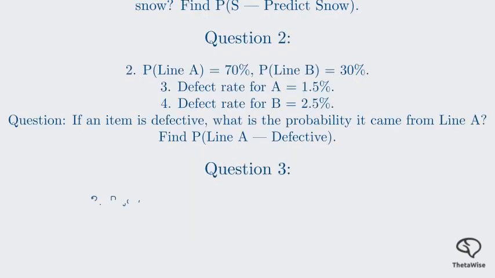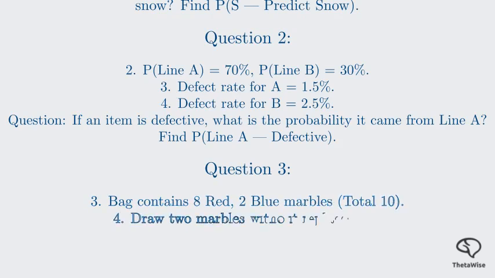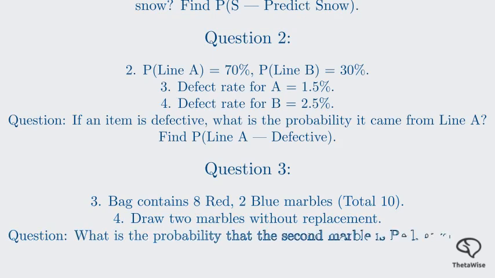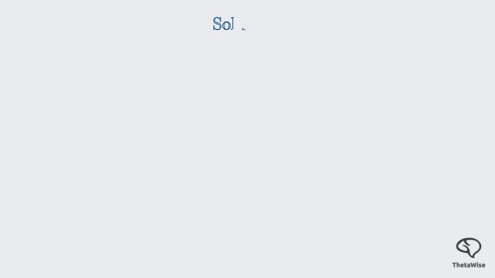Question 3. A bag contains 8 red marbles and 2 blue marbles. You draw 2 marbles from the bag without replacement. What is the probability that the second marble you draw is red, given that the first marble you drew was red? Okay, let's go over the solutions.